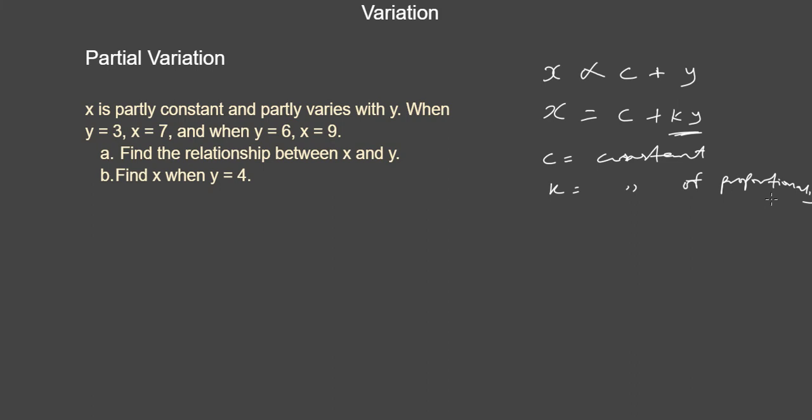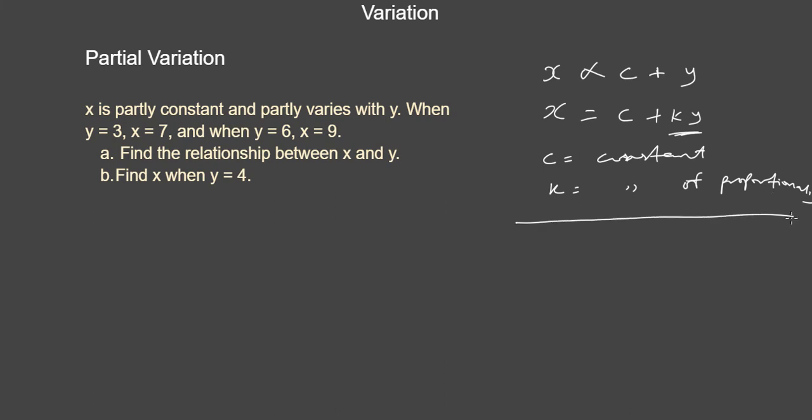The first thing you should know about partial variation is you must be given two pieces of information for each unknown. In the case of direct variation and inverse variation, they just give you the value of x when y is known, and that's all. But in the case of partial variation, they must give you double values. So double value means you must know x1 and x2, and you must know y1 and y2.